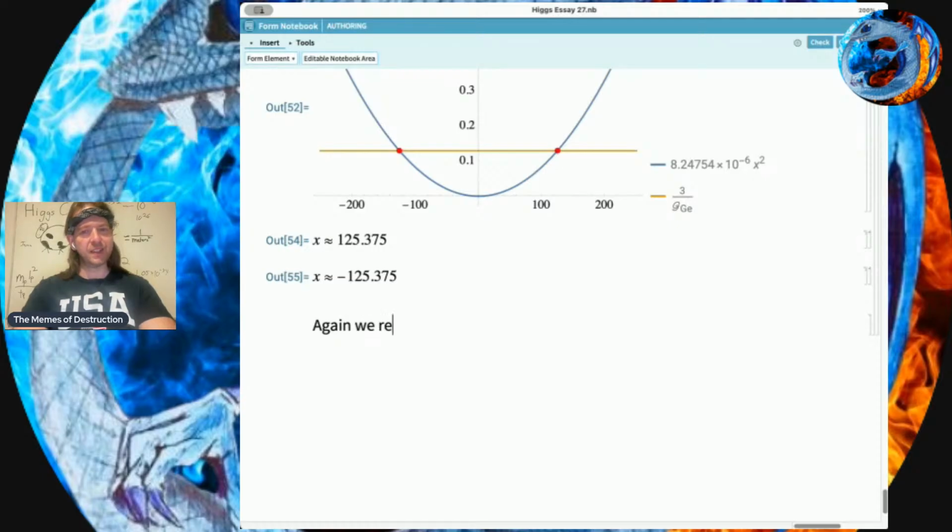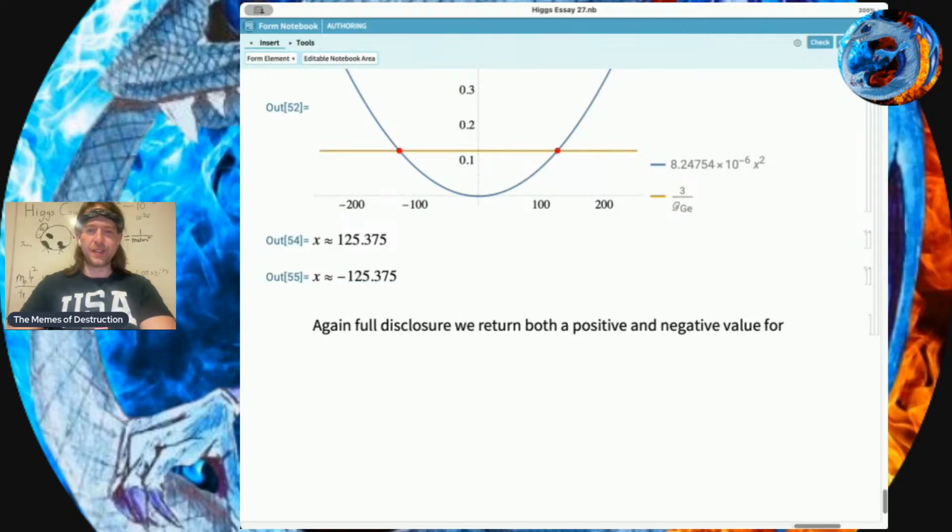Again, we return with a positive and negative value for, again, full disclosure, for both a positive and negative value because of the x squared term in our expression.